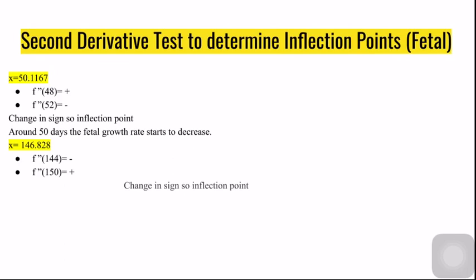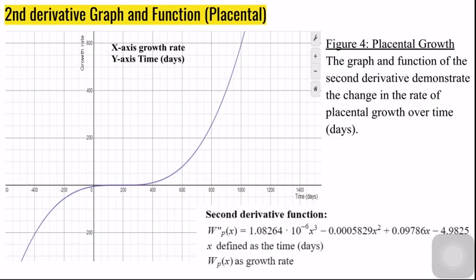The second derivative graph and function of placental weight. The graph and function of the second derivative demonstrate the change in the rate of placental growth over time in days. The x-axis represents the growth rate, the y-axis represents the time in days. The second derivative function was determined from the first derivative of the placental growth rate function. The x is defined as the time in days, Wp of x as growth rate.